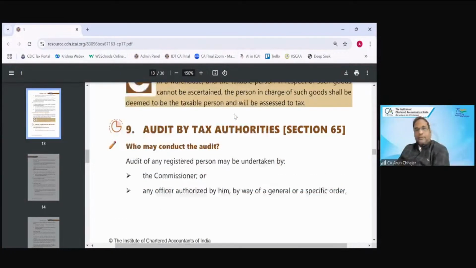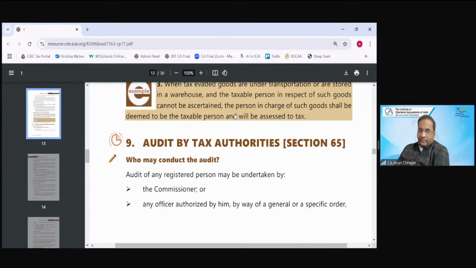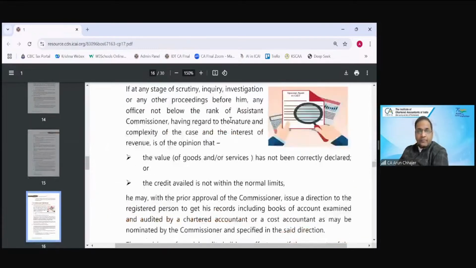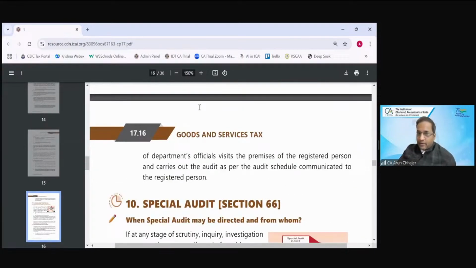So, we were talking about Section 65, audit by the tax authority. What is that? In this section 65, the audit would be taken by the proper officer only. Means the department is taking the audit under Section 65. What then is the audit under Section 66? First, understand the difference between those. That is the special audit under Section 66.